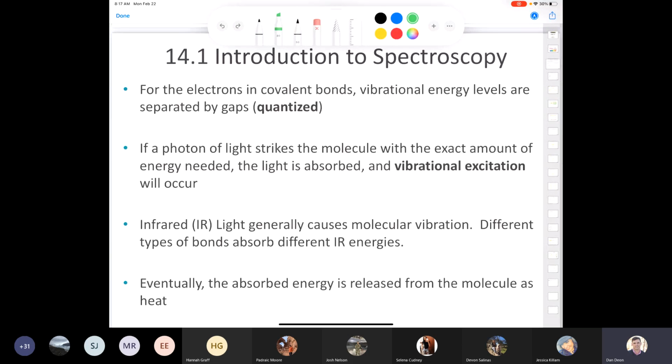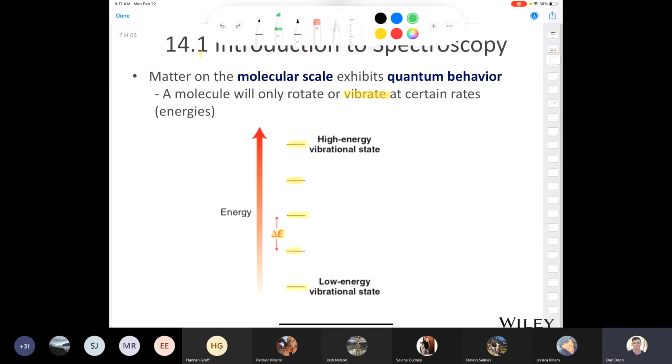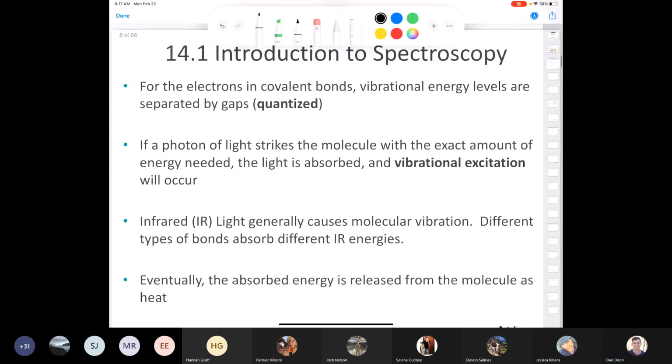So what that means is that the molecule can be irradiated with infrared light, but it can't just absorb any frequency of infrared light. It has to absorb those specific frequencies, right? And if you're saying, why are you saying frequencies and not energy? Well, we know that energy is directly proportional to frequency, right? We looked at that earlier, okay? So infrared light causes molecular vibration. Different types of bonds, again, absorb different infrared energies. And eventually, it gets released from the molecule as heat.